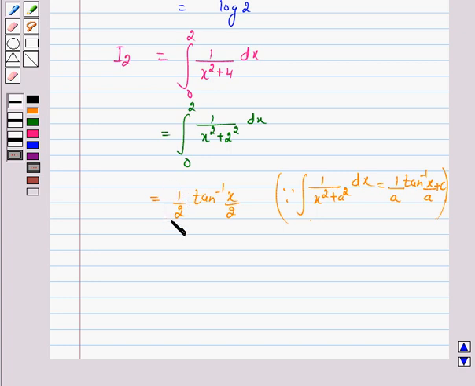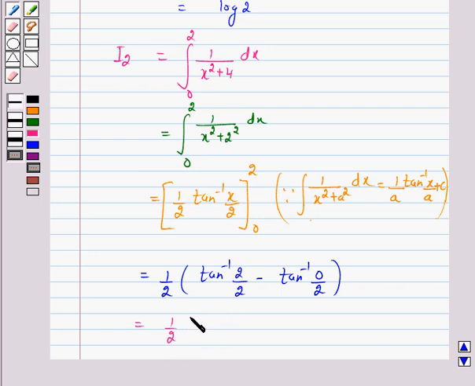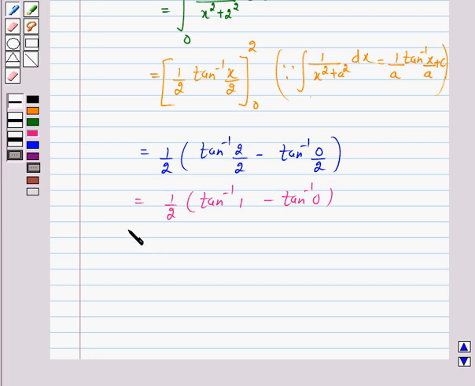Now we will find its value from 0 to 2. So this is equal to 1 over 2 into tan inverse 2 by 2 minus tan inverse 0 by 2, and this is equal to 1 by 2 into tan inverse 1 minus tan inverse 0. Now tan inverse 1 is equal to pi by 4, because tan pi by 4 is equal to 1. So this is equal to 1 by 2 into pi by 4 minus 1 by 2 into 0, which is 0. So this is equal to pi by 8.